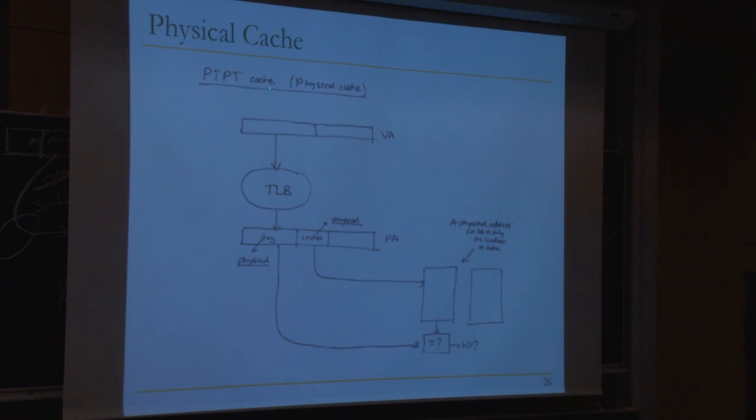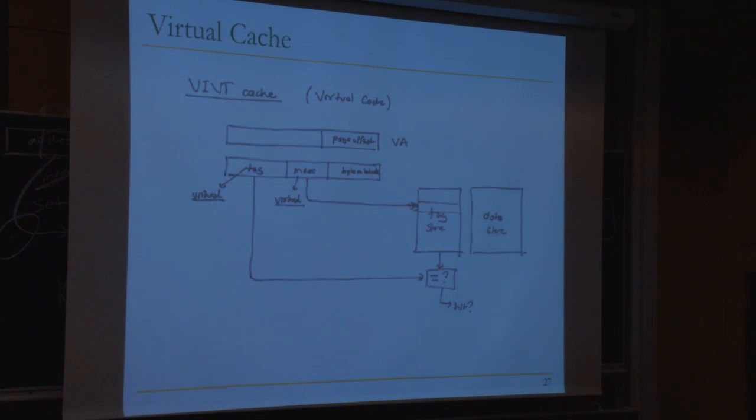So physically indexed, physically tagged, it's very simple, right? You basically go through the TLB. The TLB translates the virtual page number to a physical frame number, and you use that entire physical address to index into your cache, which means that a physical address can be in only one location in the cache. So this eliminates the problems.